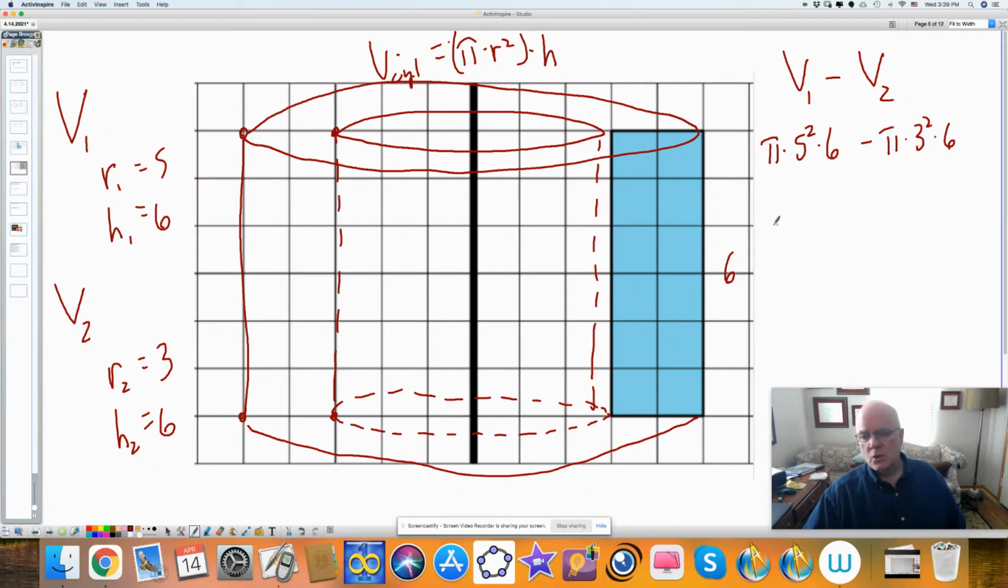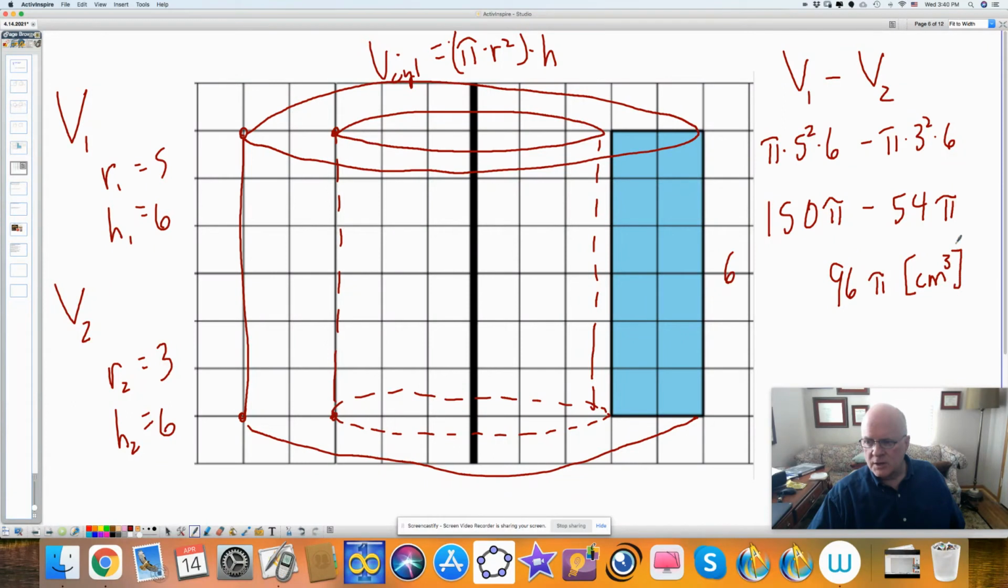Well, 25 times 6 is 150, so that's 150 pi minus 9 times 6. 10 times 6 is 60, so 9 times 6 would be 54 pi. When I subtract these, I get 96 pi centimeters cubed, because this is in centimeters and it's a volume, so it's cubed. Can you see that that's what this would be?